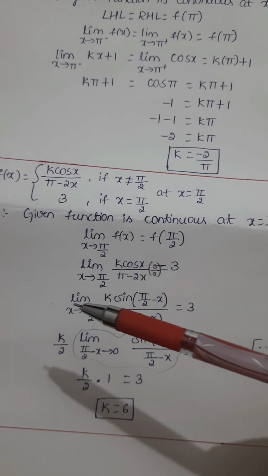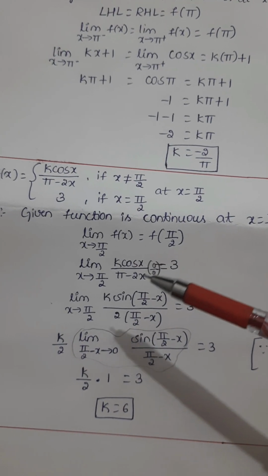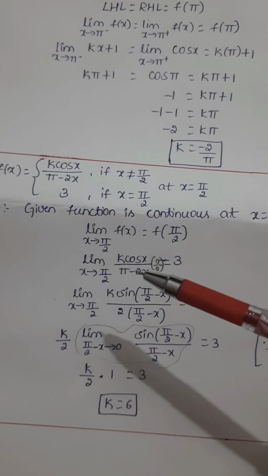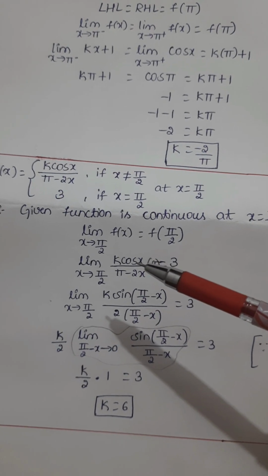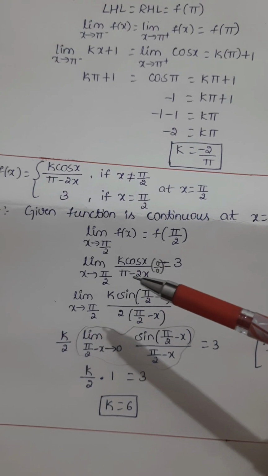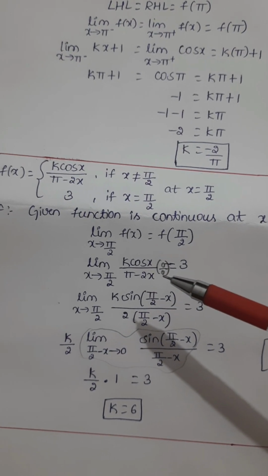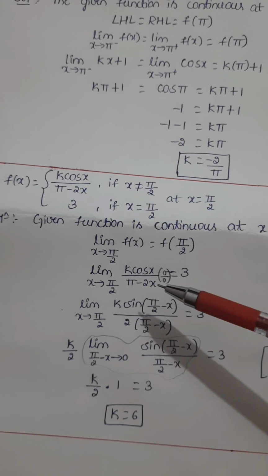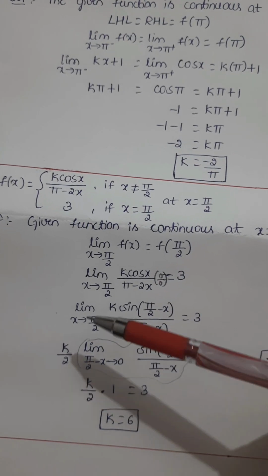Next, limit x tends to pi by 2. So here if you apply the limit, k cos pi by 2 divided by pi minus 2 times pi by 2. So cos pi by 2 value is 0. Pi minus 2 pi by 2, cancel 2 and 2, pi minus pi is equal to 0. So you'll get 0 by 0 here. That is an indeterminate form. That's why you have to modify here.